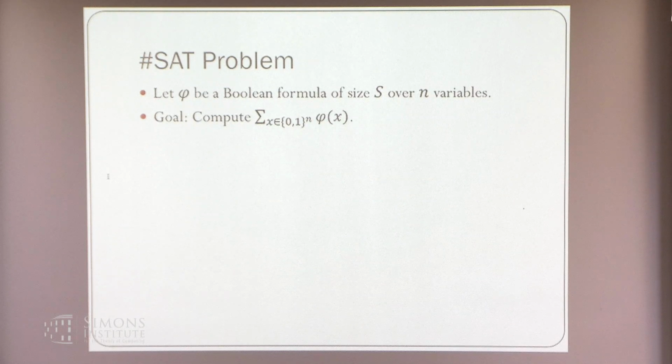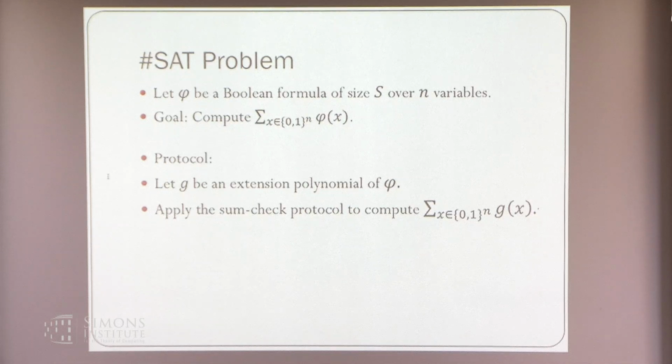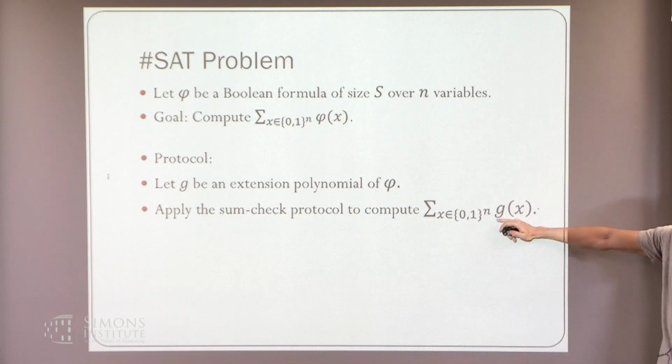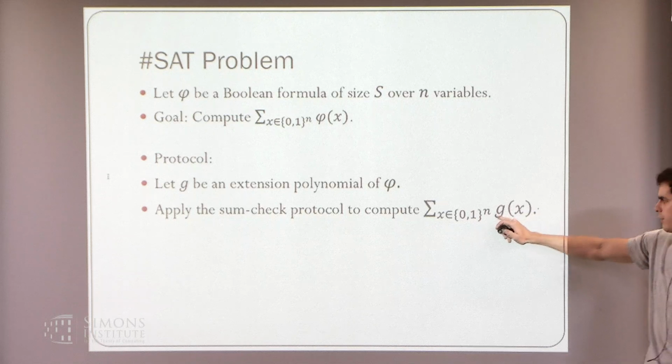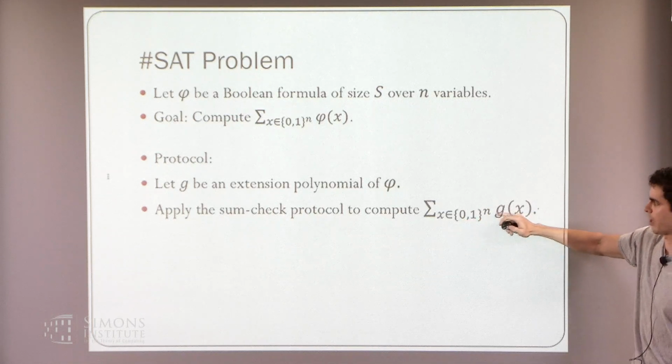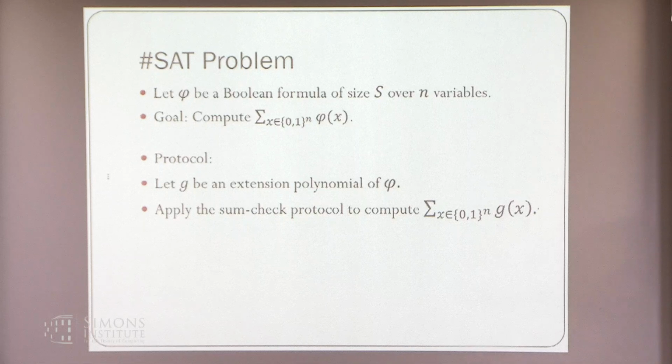And this is how we do it. We just apply the sum check protocol to an extension of this formula, an extension polynomial. That is, we let g be any polynomial such that if you feed into g a Boolean value, it spits out exactly what phi spits out on that value. And the sum check protocol lets us sum all of that up. Does that make sense? So hopefully if sum check seemed esoteric originally, why would you want to sum up the evaluations of some polynomial on a bunch of inputs? Now it seems less so.